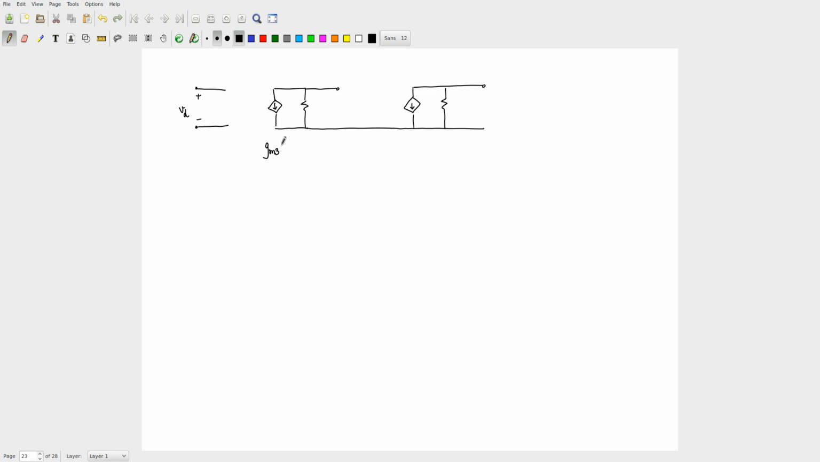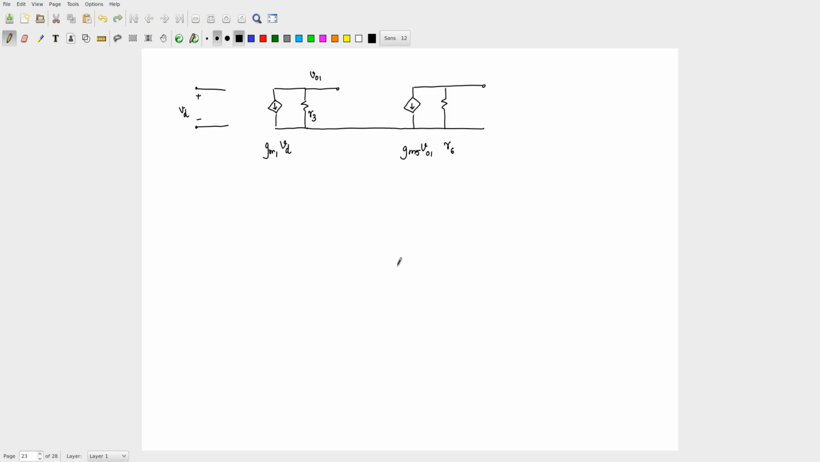This is GM 1 times VD, and this is R3. This is GM 5 times V01, and this is R6.